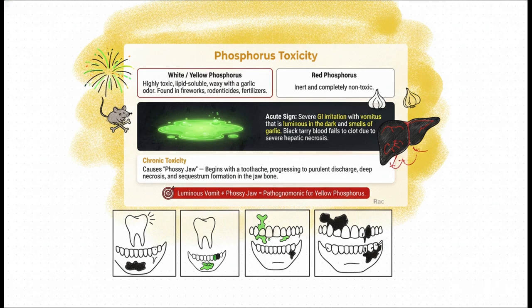This toxin has incredibly distinct pathognomonic signs. Acutely, it causes severe GI irritation, producing vomit that is actually luminous in the dark. No way, right? And it smells strongly of garlic.